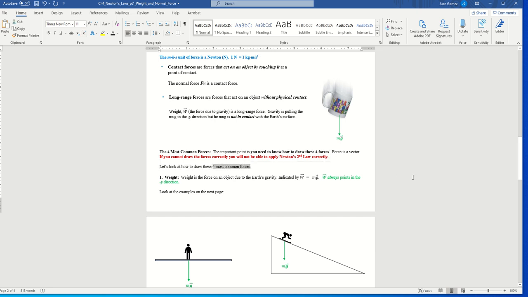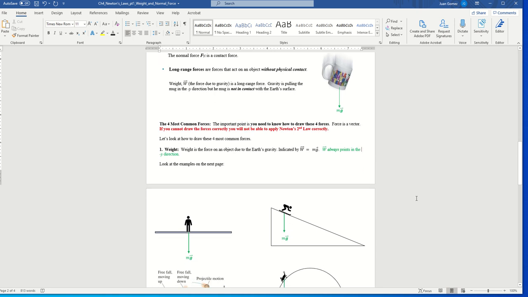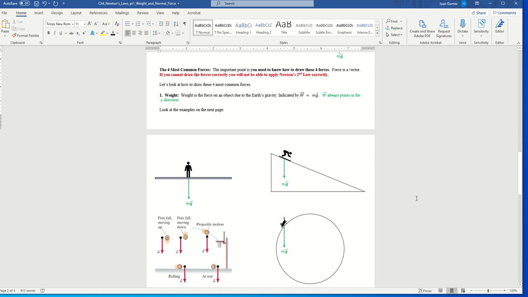And I'll do 2 in this lecture and 2 in the next one. And again, these aren't the only 4 forces that occur in nature, but for what we'll see in the next 3 chapters, these are the 4 most common.